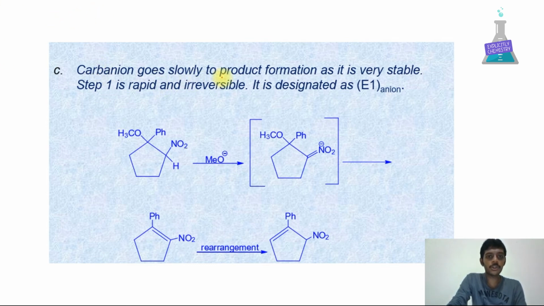The carbanion goes slowly to product formation because it is very stable. Step 1 is rapid and irreversible. This step 1 is rapid, which means fast, and it is irreversible. It is designated as E1 anion.